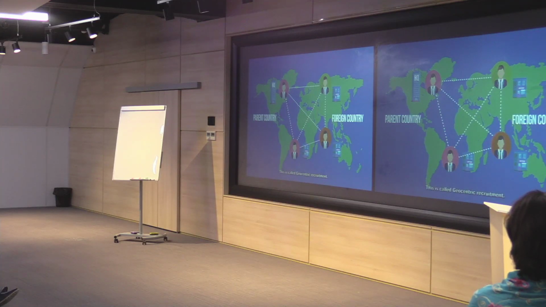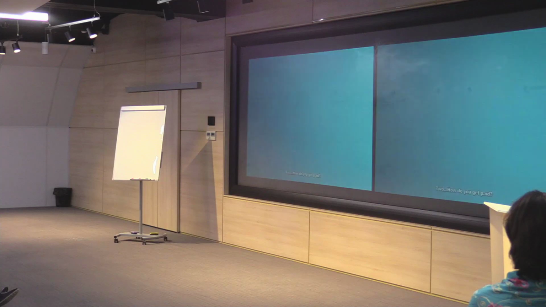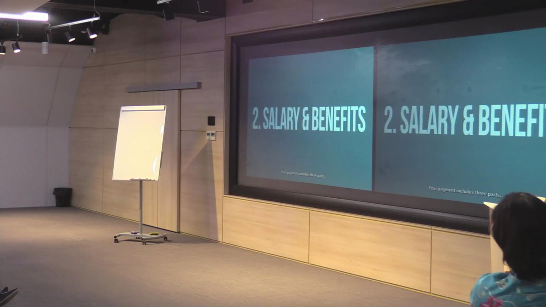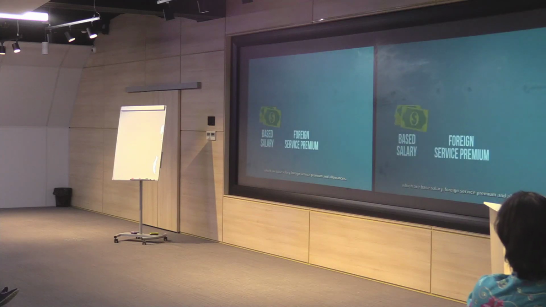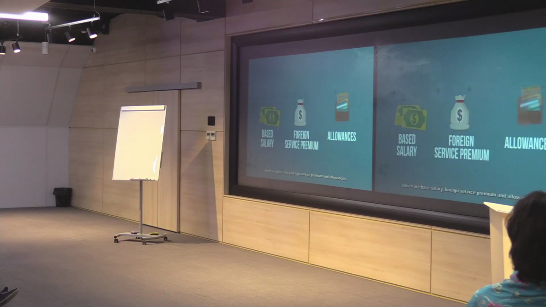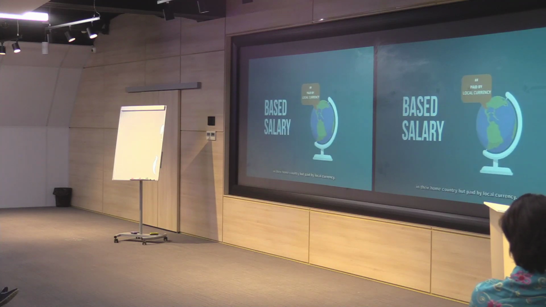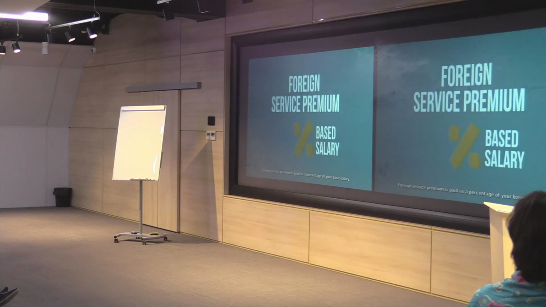This is called geocentric recruitment. 2. How do you get paid? Your payment includes 3 parts, which are base salary, foreign service premium, and allowances. The base salary is the same range as that for a similar position in their home country, but paid in local currency. Foreign service premium is paid as a percentage of your base salary.